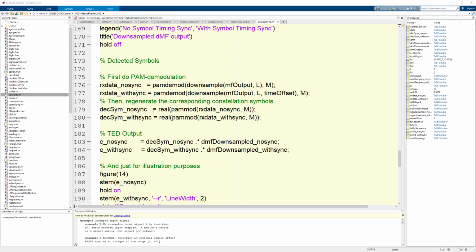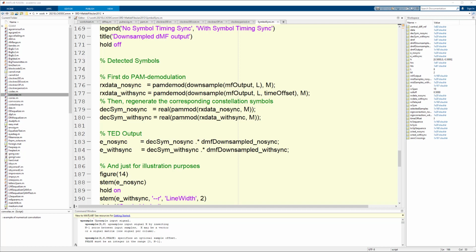Then we detect the symbols. We do the PAM demodulation. First we work on the non-synchronized signal. So that's line 176. Then we work on the perfectly timing synchronized signal. That is line 177. We detect those symbols using PAM demodulation.